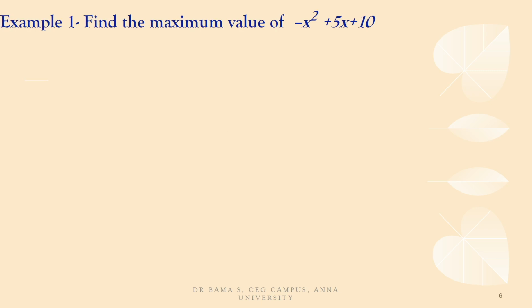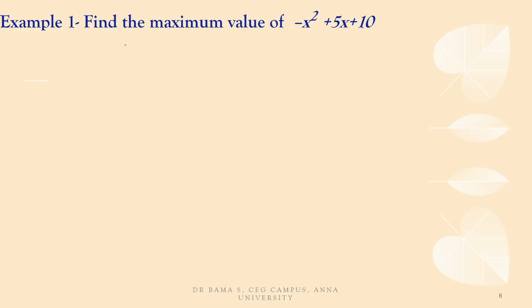So this is the first example that we do: to find the maximum value of minus x squared plus 5x plus 10, and all of you might have done this in 11th or 12th standard. So, how do we do it? First we will address it mathematically, and then we will go through how the same problem is done using a hill climbing algorithm.